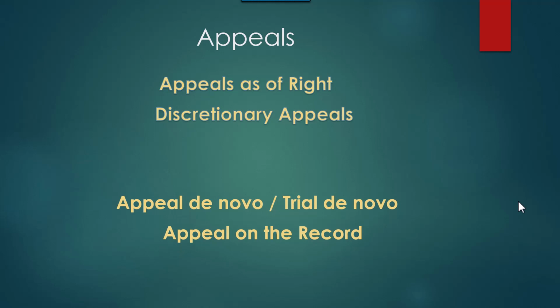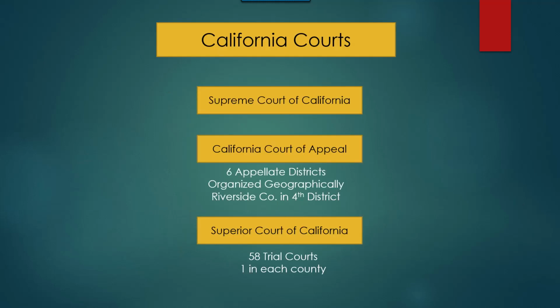This is called a trial de novo or appeal de novo. In California, an appeal from the Small Claims Division is de novo. Sometimes when you appeal, you don't get to present your case all over again. You are limited to arguing that the lower court judge made a mistake of law. This is called an appeal on the record. In California, when you appeal from Superior Court to the Court of Appeal, it is an appeal on the record. Now let's look at the California court structure.